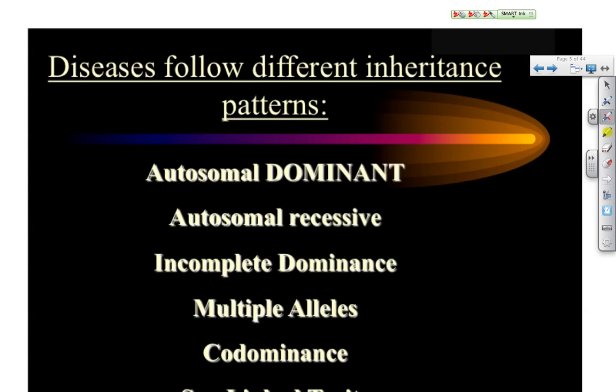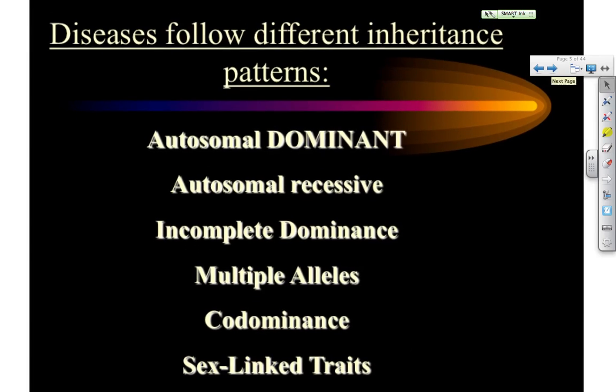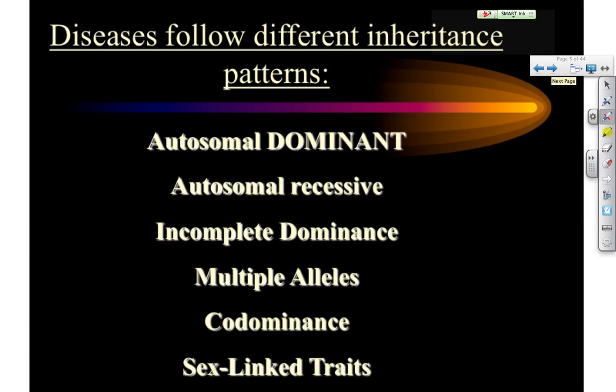We also need to know what all of these inheritance patterns are that we could possibly have. And there are more than are listed here, but we need to know that traits can be what's called autosomal dominant. They can be autosomal recessive. They can have what's called incomplete dominance, which we also sometimes call codominance. They are two different things.